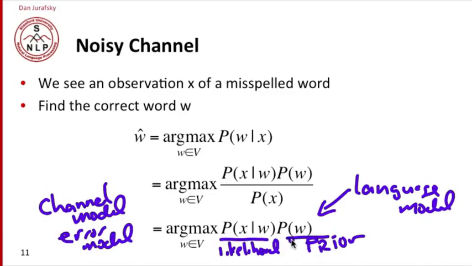And the intuition is that the language model tells us how likely this word would be to be a word, perhaps in this context, perhaps by itself. The channel model says, well, if it was that word, how likely would it be to generate this exact error? So the channel model is sort of modeling that noisy channel that turns the correct word into the misspelling.